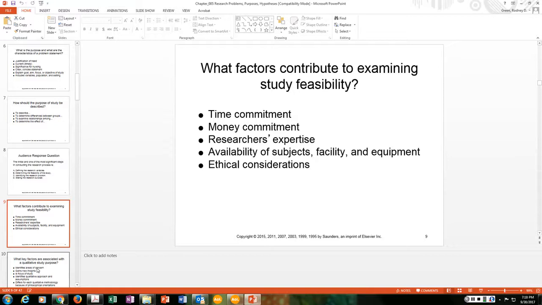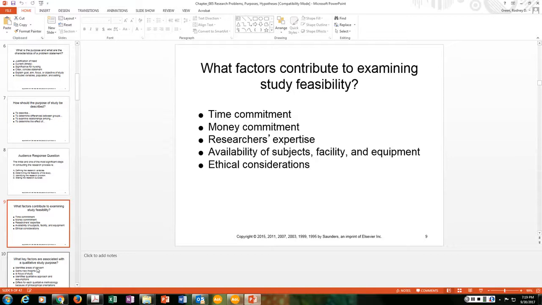What factors contribute to examining study feasibility? So feasibility, another way of thinking of that word is, is it going to work? Is it practical? So when you are critiquing someone else's research, you will be looking at these five things.